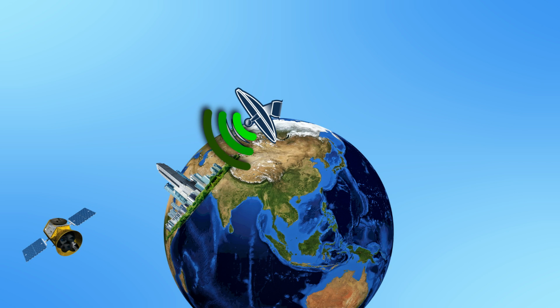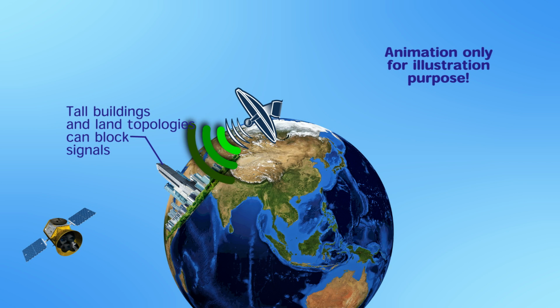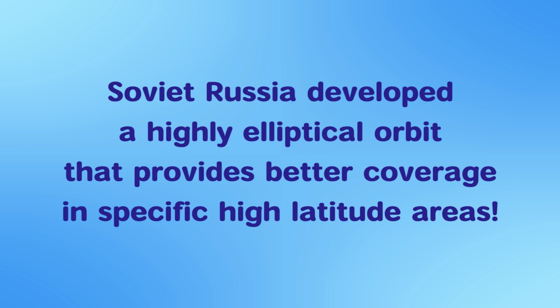Thus, for a ground station in a polar region, the signal would have to pass through a large portion of land and could be blocked by land topologies, mountains and even buildings. To avoid this, Soviet Russia devised a practical solution. They devised a special elliptical geosynchronous orbit which provides better coverage in specific polar regions.